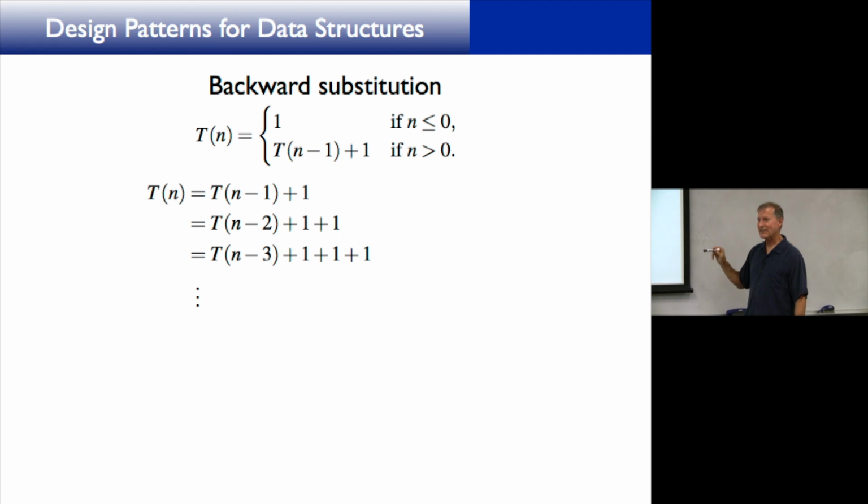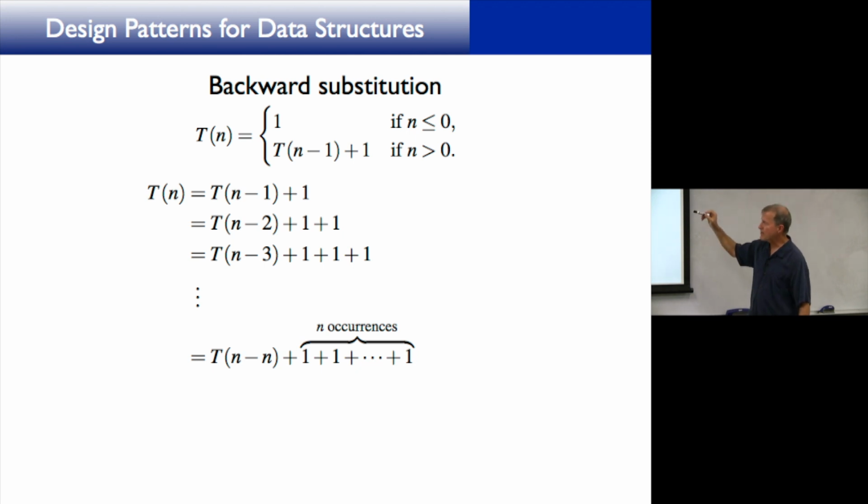Now what's the last one? How do we get to the base case? T of 1 plus 1. The last one is, how do we get down to 0? T of n minus n, which is T of 0. Look, it's T of n minus 1, T of n minus 2, dot, dot, dot, T of what? T of n minus n. Do you see what we're saying?